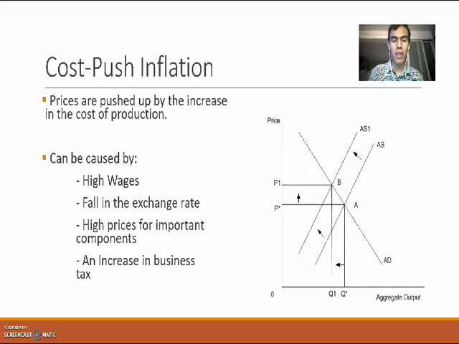One other way to see a cost-push inflation is an increase in business tax. This is not specifically related with the production, but it is a cost that the suppliers have to pay. Therefore, if the producers need to pay a higher tax, then their profit will be reduced. And if they want to have the same level of profit again, they will charge higher prices.